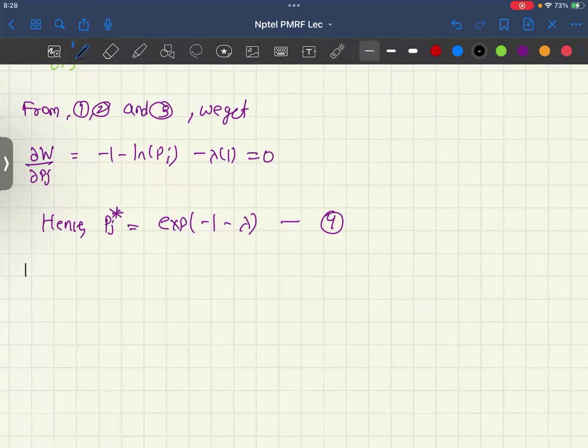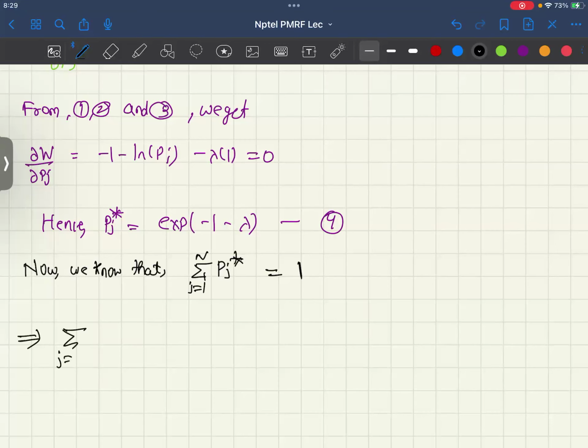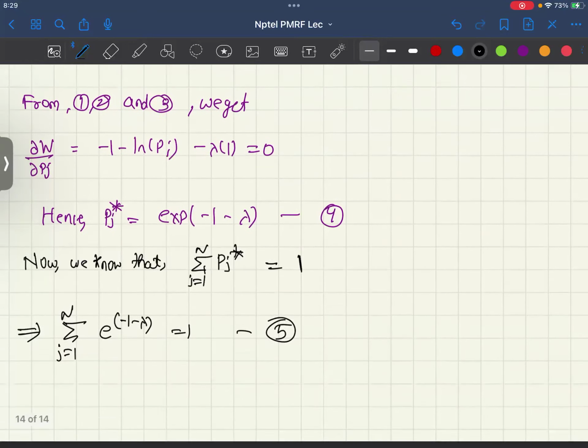Okay, now how do we calculate lambda? For this we use a simple trick. Now we know that summation pj star, j is equal to 1 to n, is equal to 1. This implies summation j is equal to 1 to n of e to the power minus 1 minus lambda is equal to 1. Let us call this expression 5.